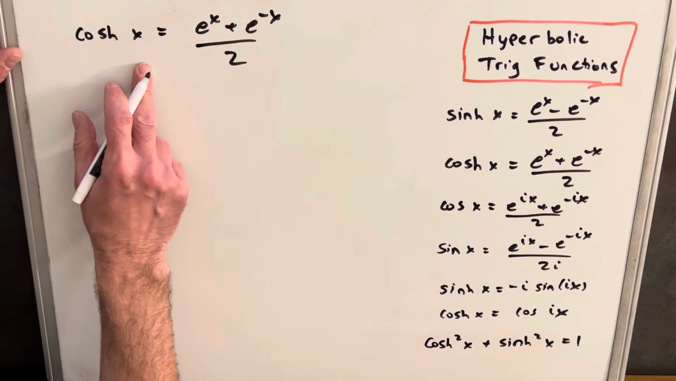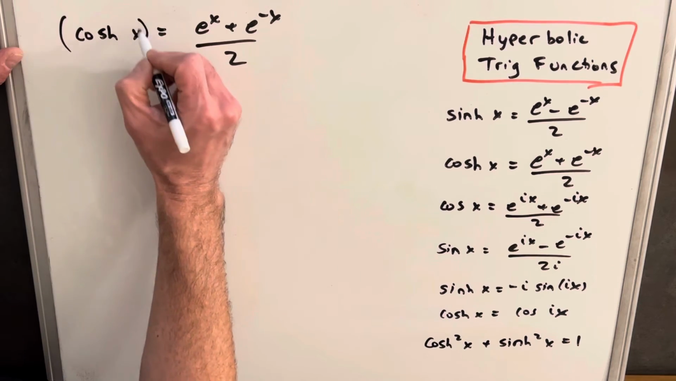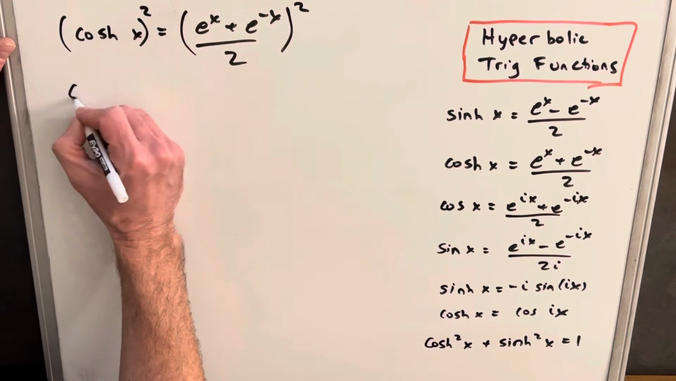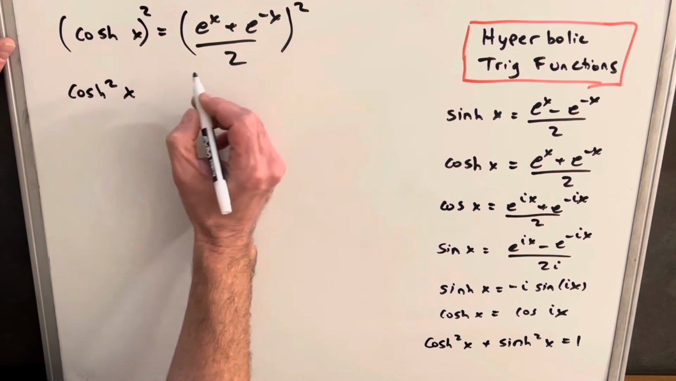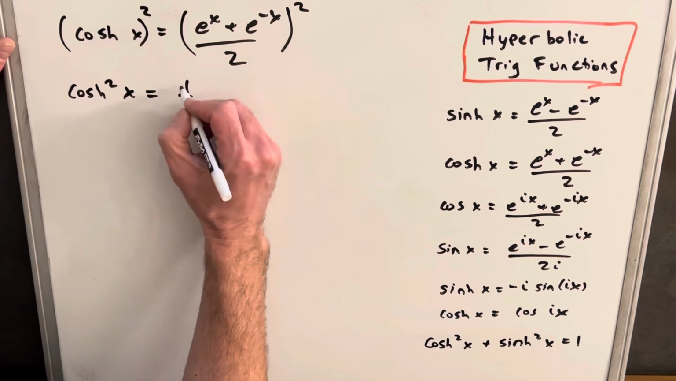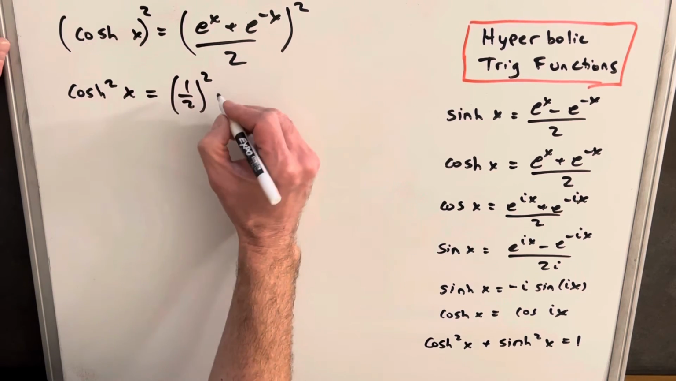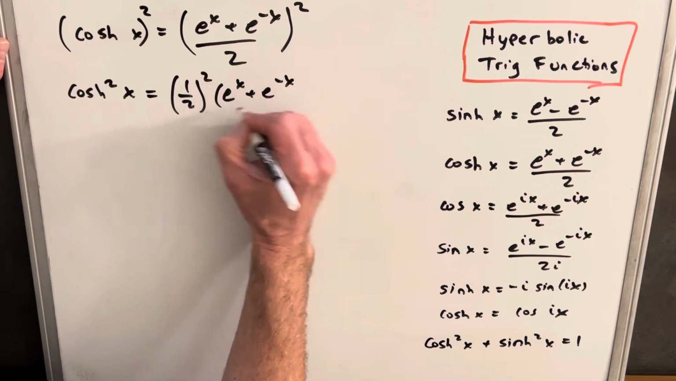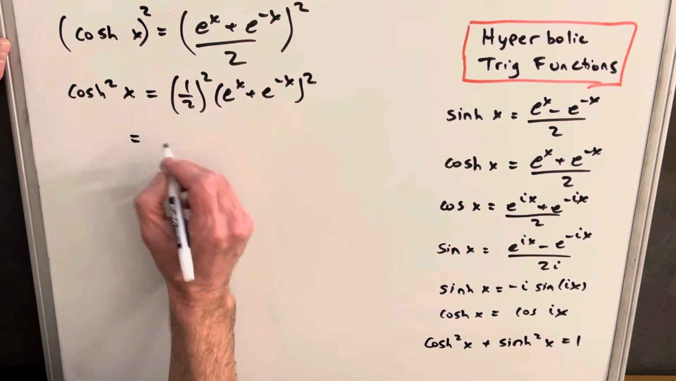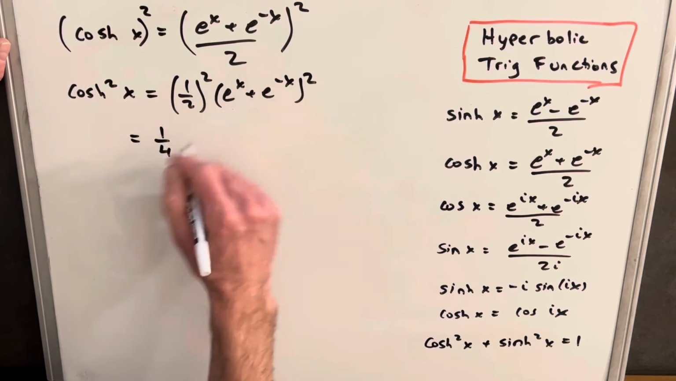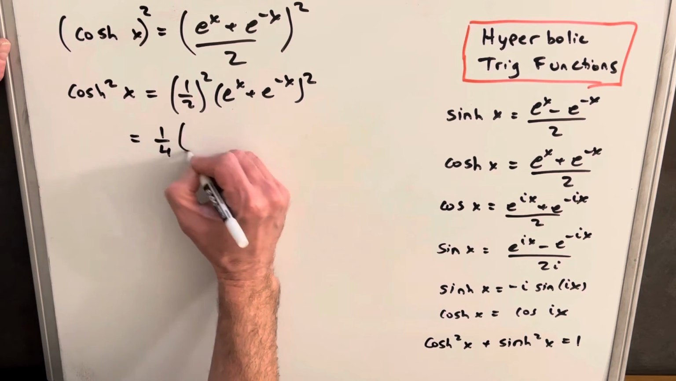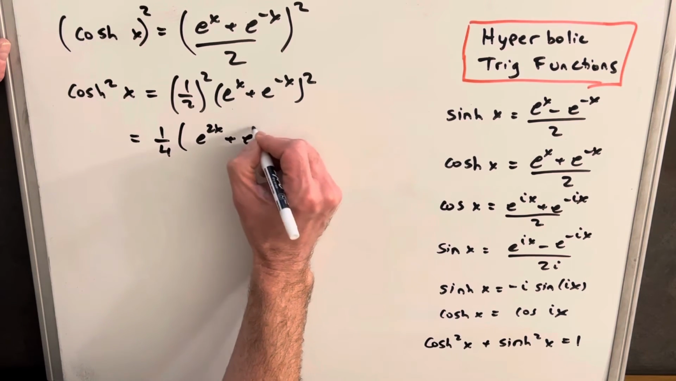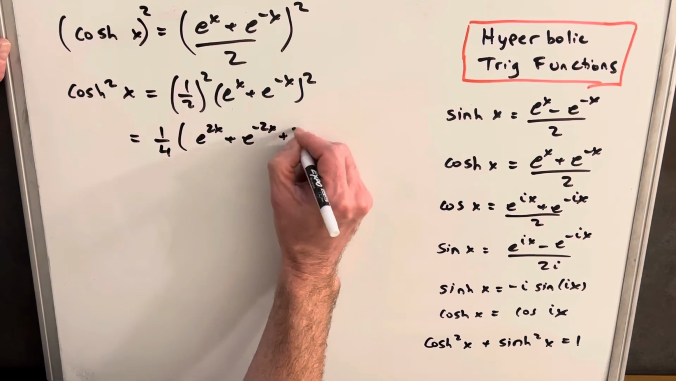I just took our definition of cosh and put it up here. And what we can do is let's just square both sides and see what happens. So we're looking at cosh squared x. Let's take our half out front, so we'll square these separately. It's just a little easier for me that way. So we'll square the half, and then we're going to have e to the x plus e to the minus x squared. This term's going to be 1/4. Then here we'll just do our distribution. So we're going to have e to the 2x plus e to the minus 2x plus 2.